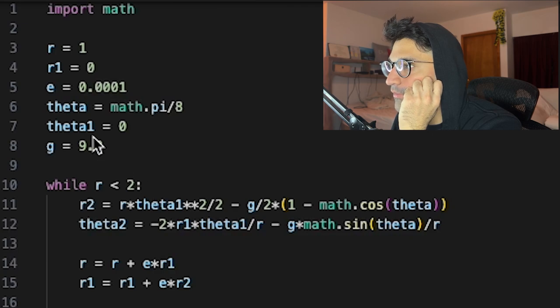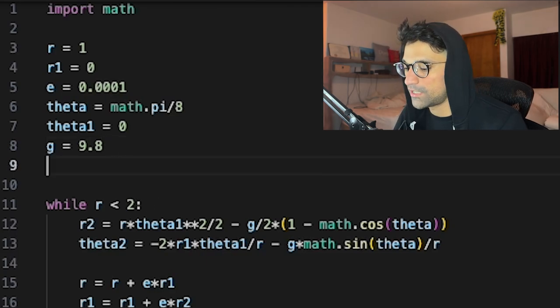Now I want the time, right? So I have E, right? That doesn't keep track of time, but I could use that to keep track of time. I could keep some kind of record of E, right? So I'll say time.